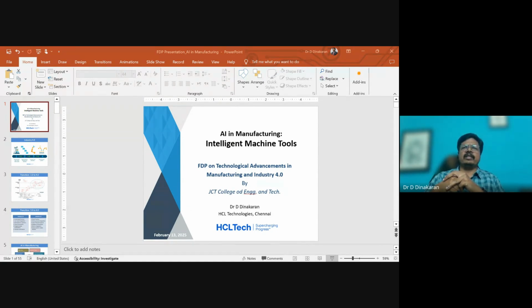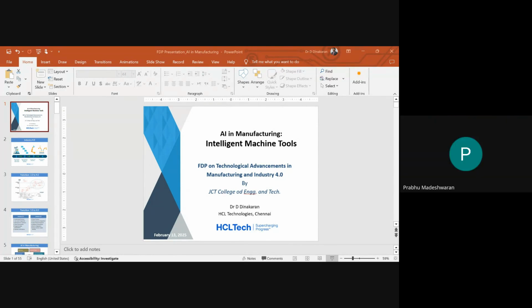When a component is missing, you can find out. When the component is going low in volume, immediately you can order. All those things can be processed automatically. So that's the macro level integration that happened in the 4.0 scenario. Okay, so as I mentioned, yes.